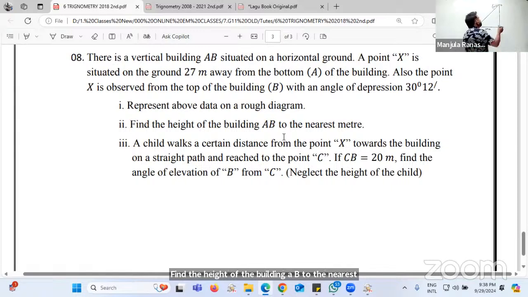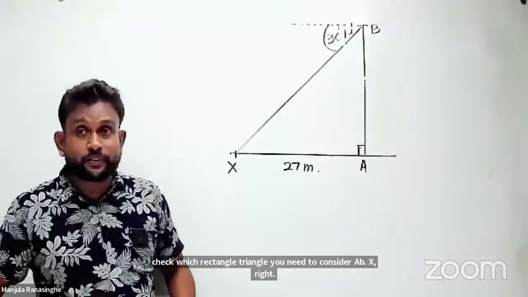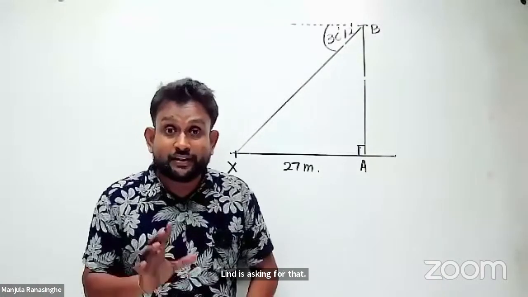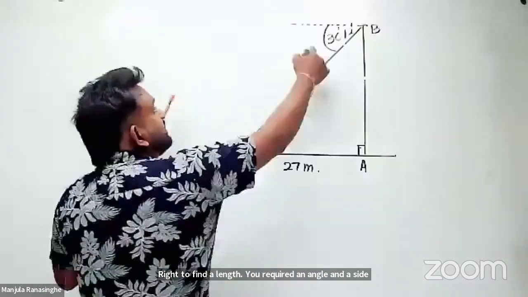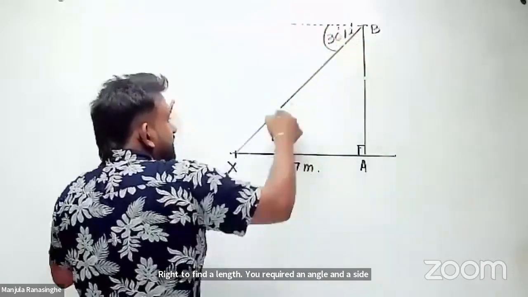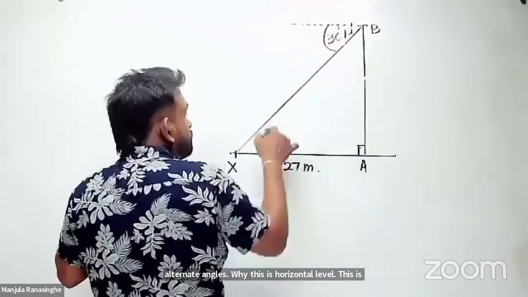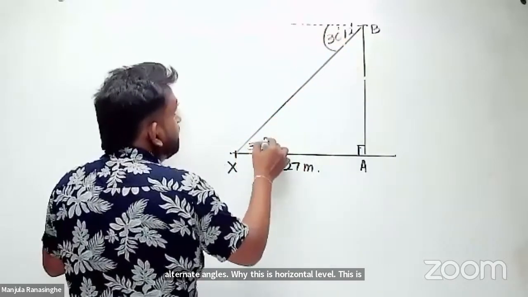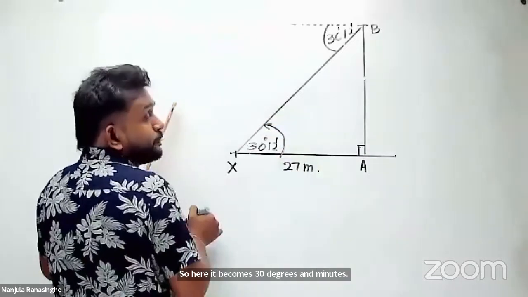They are asking the height of this building AB. Now check which right angle triangle you need to consider: ABX right angle triangle. The height is asked, the length AB. To find the length, you require an angle and a side length. Which angle? You know that this is the depression. These are alternate angles. Why? This is a horizontal level, and this is also a horizontal level, so this is equal to this. So here it becomes 30 degrees 12 minutes. Okay, this is the angle.